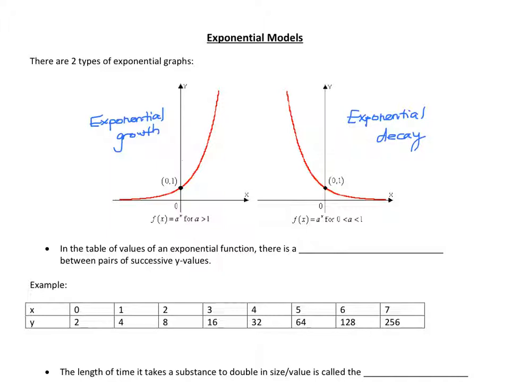And we'll be speaking more about those two types of functions later on in this unit, actually in the second part of this unit, and we'll be looking at how to come up with equations for these types of relationships and so on and so forth. For now, we want to have a look at the table of values for an exponential function. In the table of values for an exponential function, there is a common ratio between successive pairs of y values.